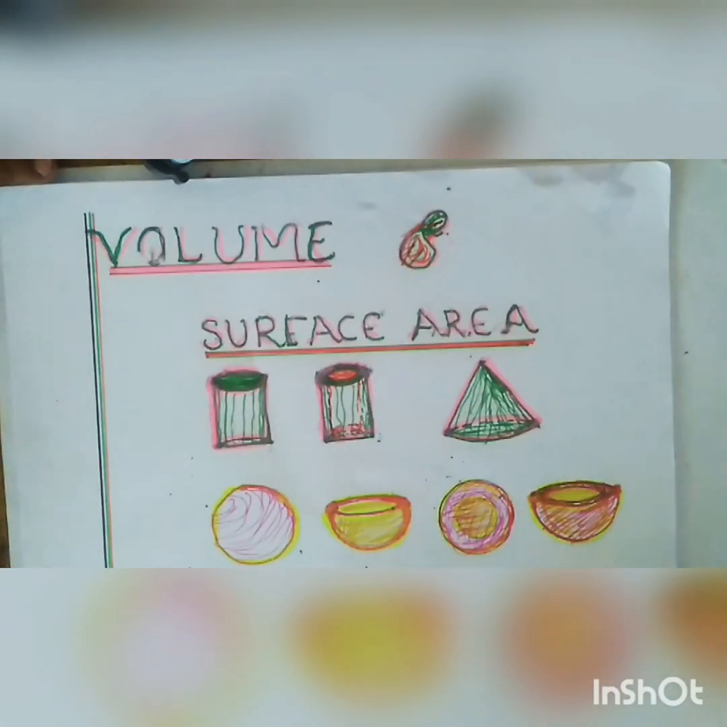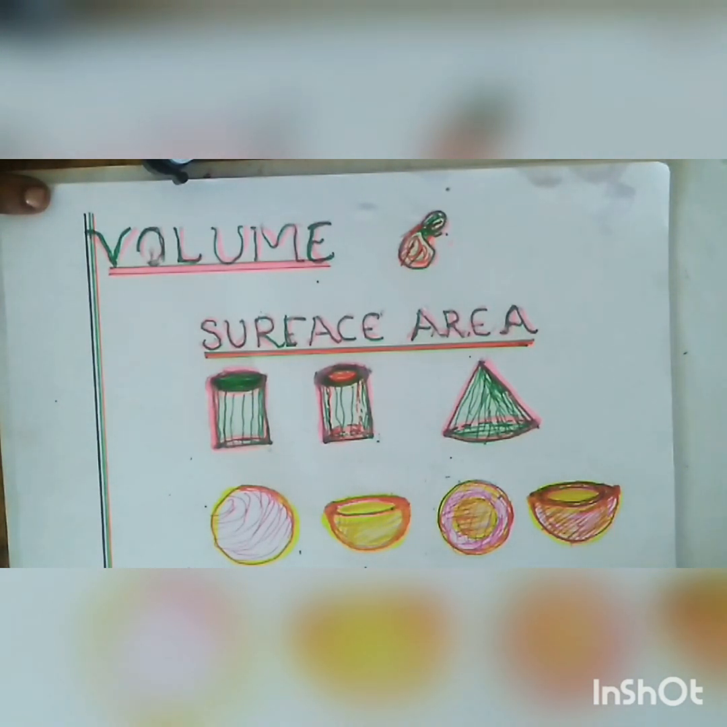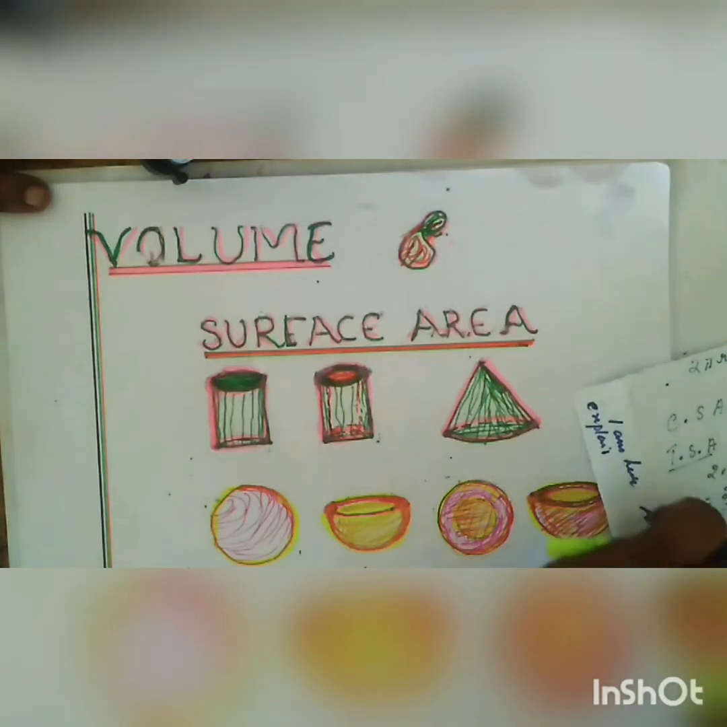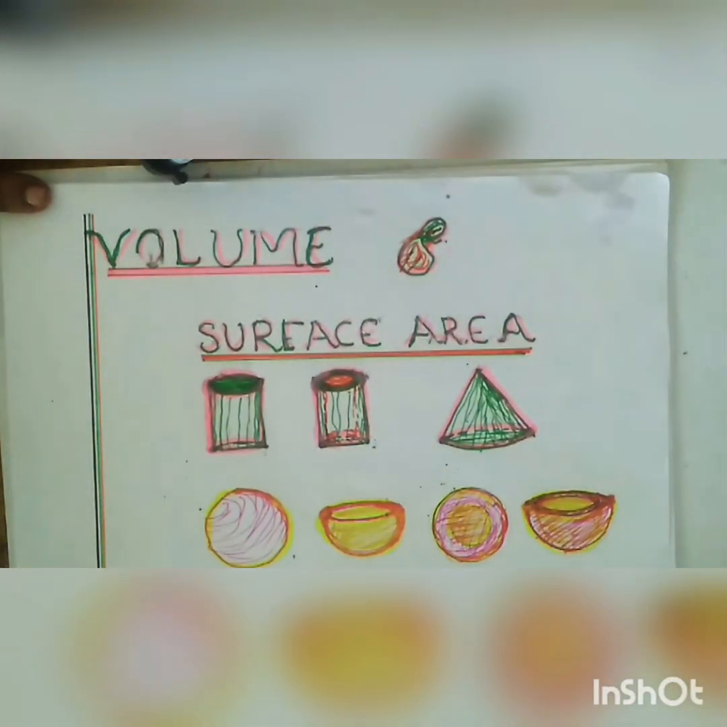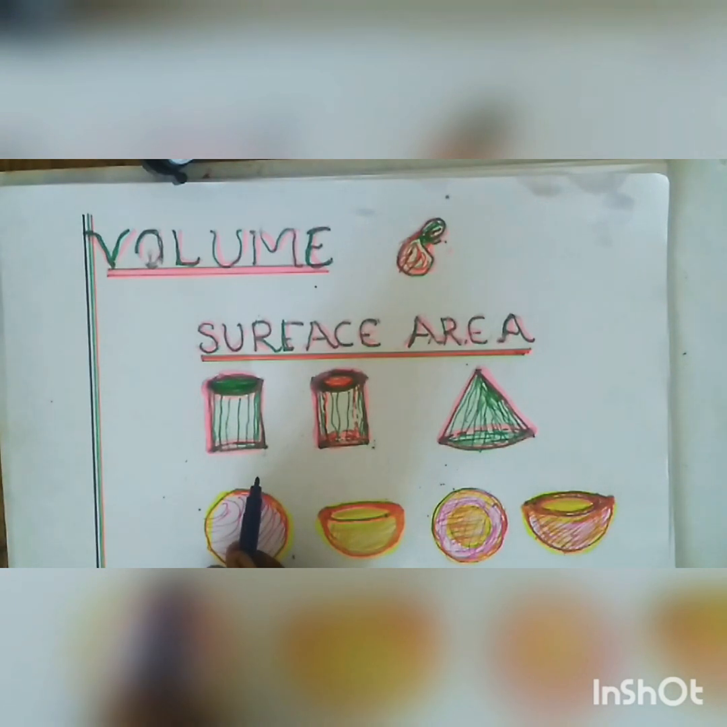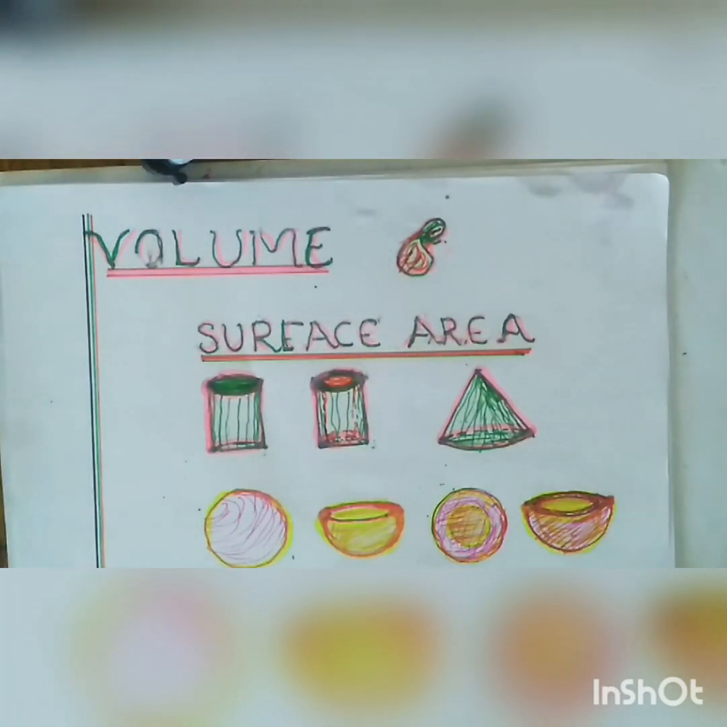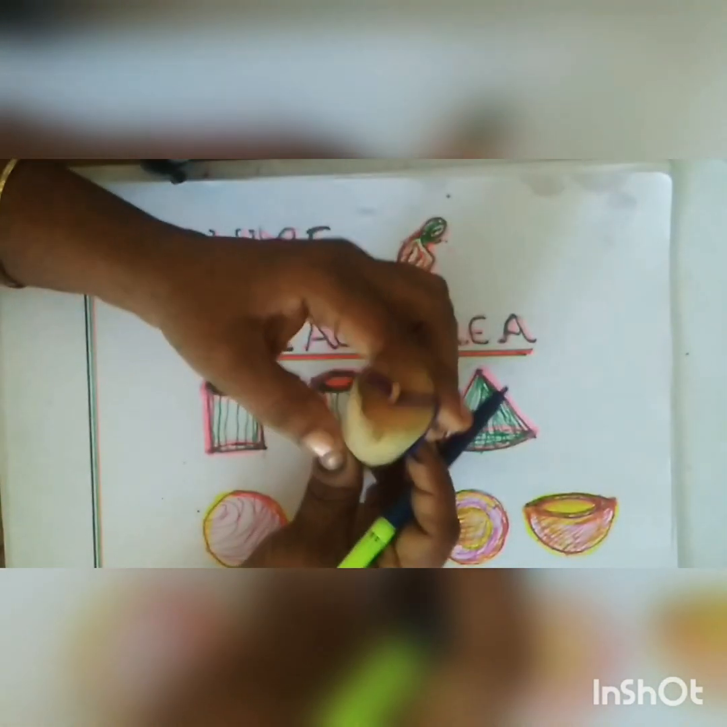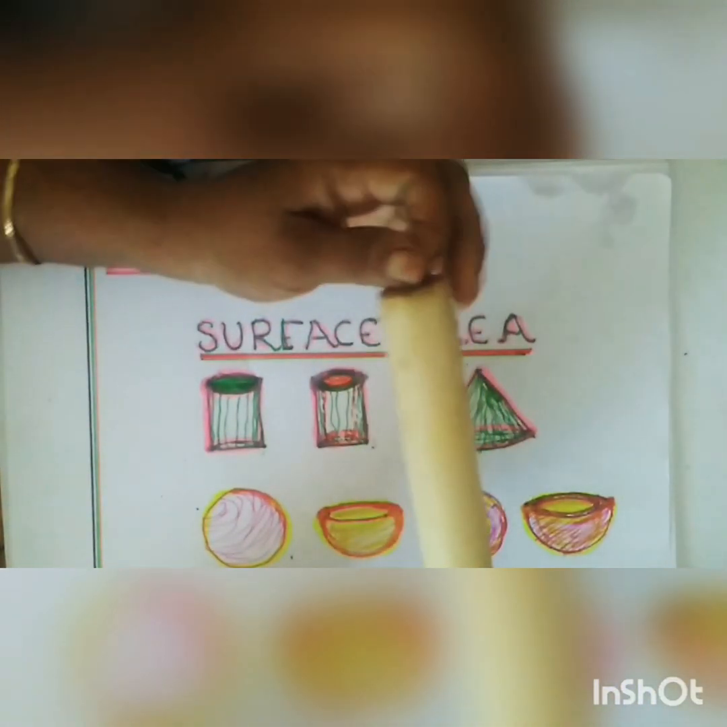Good morning everybody. I am here to explain the chapter Cylinder, Cone and Sphere in the 10th ICSE textbook. I explain all of these shapes using real life examples. First one, cylinder. To get a better idea, I am using a banana stem.